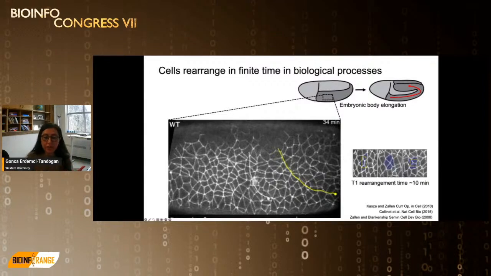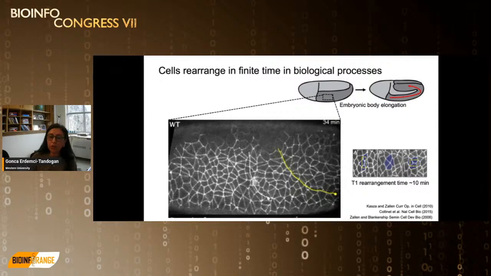And that rearrangement actually takes quite a long time. It takes about 10 minutes to shrink this edge to a critical length and then form a new edge in the opposite direction. It takes about 10 minutes, and this whole process is about 30 minutes. So compared to the morphogenetic process here, 10 minutes is quite a long time scale.